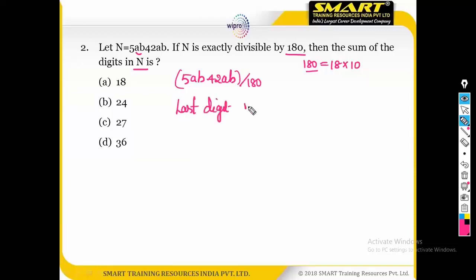Last digit must be 0. Therefore, we can conclude the value of b is equal to 0. So now we need to find only the value of a.